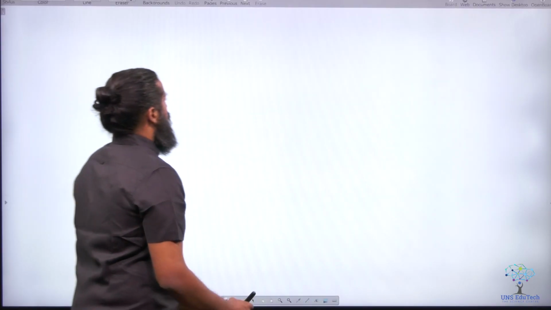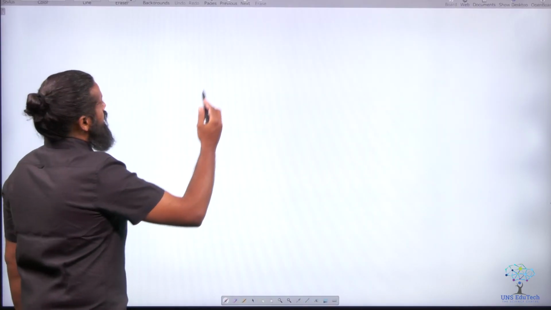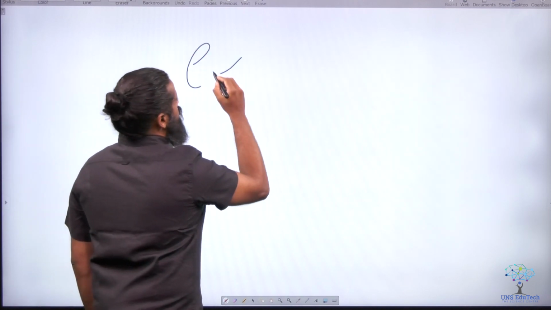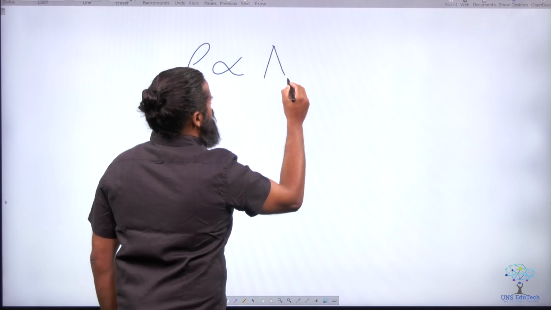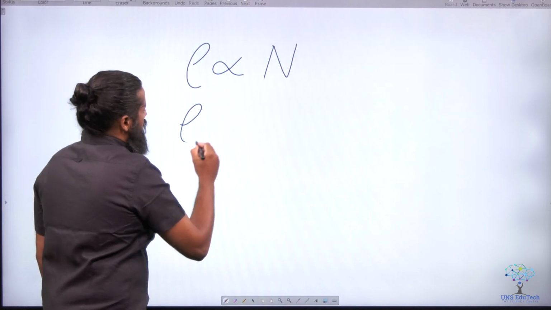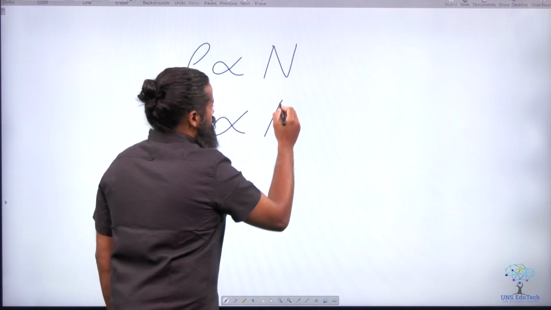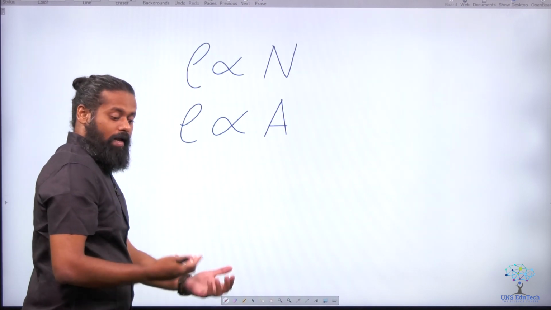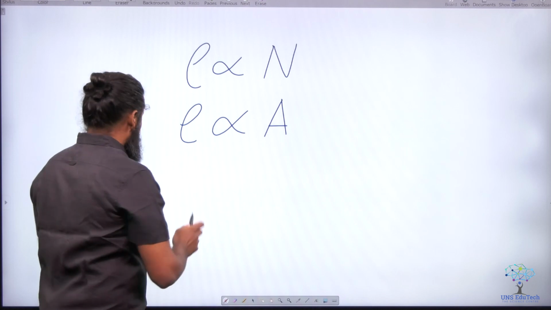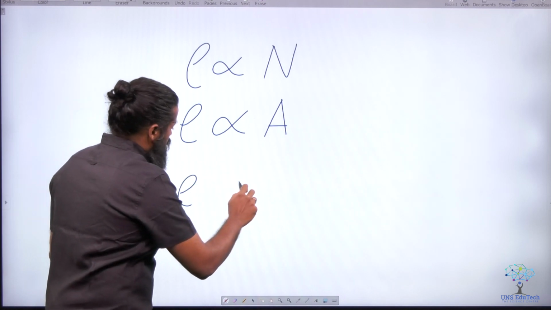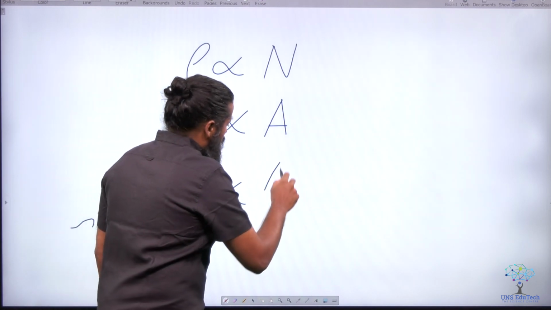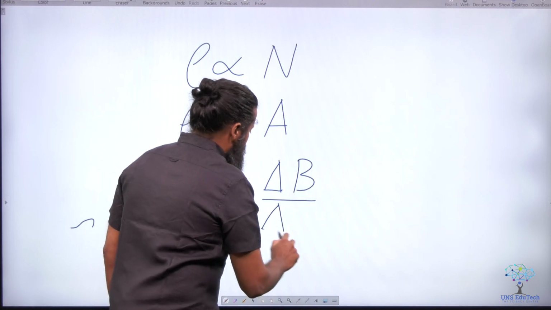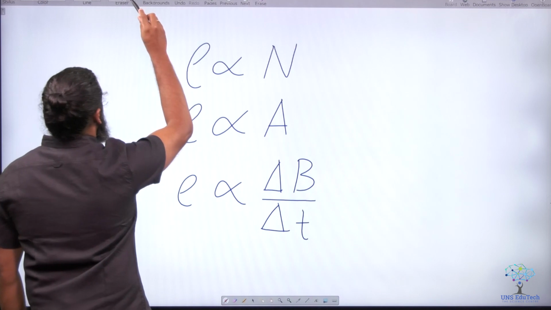When Michael Faraday originally did this experiment in 1831, he observed that induced EMF is proportional to the number of turns. Then E is proportional to the area of cross section. Then one more important quantity: it depends on the rate at which the magnetic field is changing. So, we can see that E is proportional to delta B divided by delta T. Delta represents a small change.